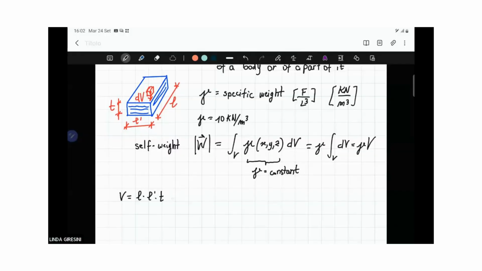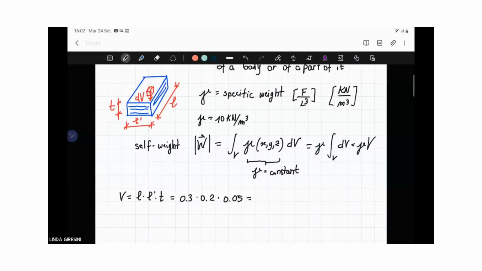For example, if L is 30 centimeters, times L first is 0.2, and the thickness is, I don't know, 5 centimeters, 0.05, we can compute with the calculator what is the volume of this book. 0.3 times 0.2 times 0.05, which is 0.003 in cubic meters.